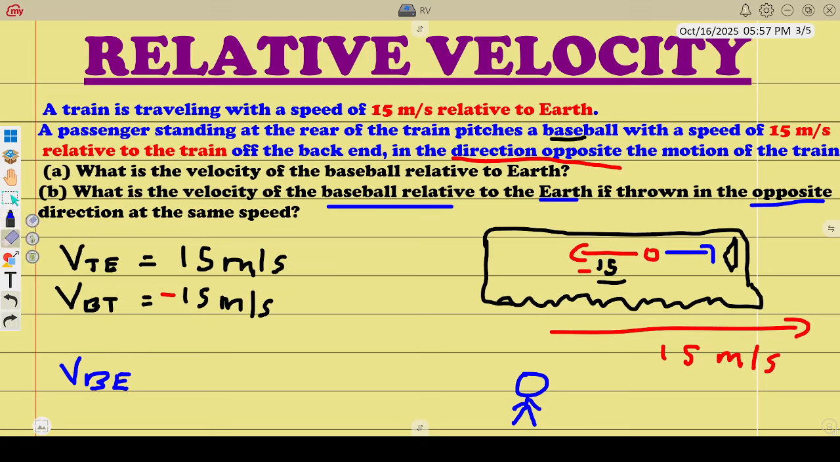So we can give an example, like in this train, if there are two people.